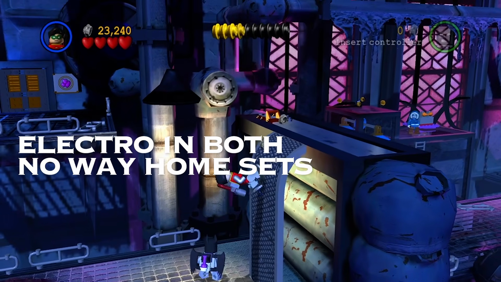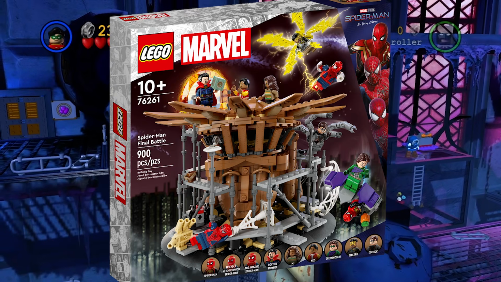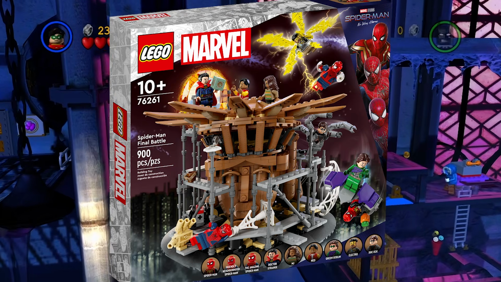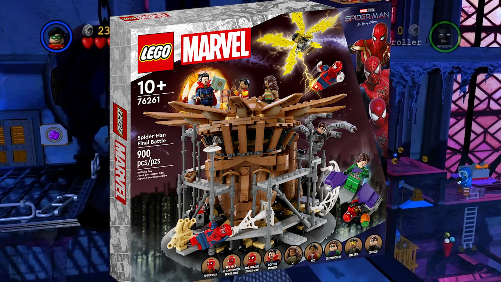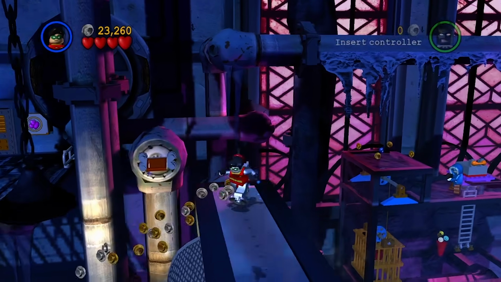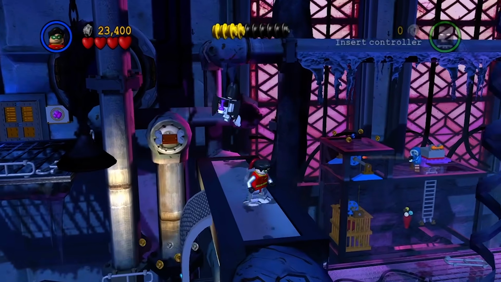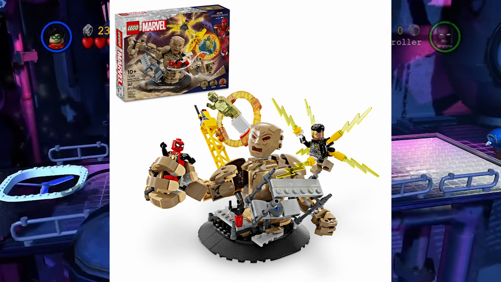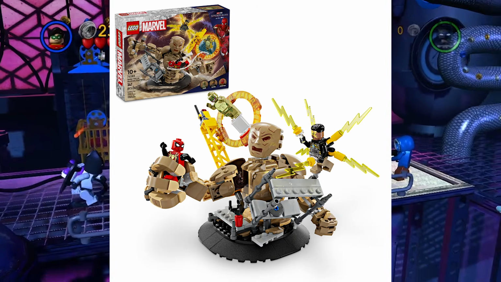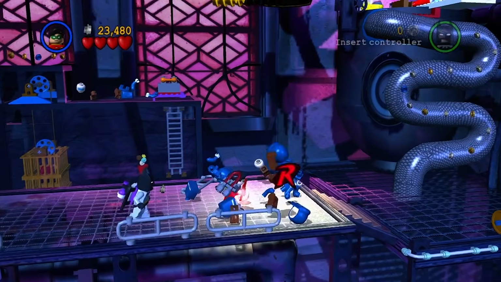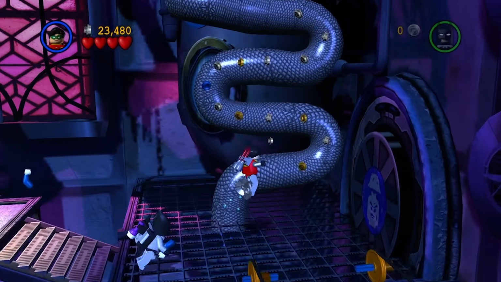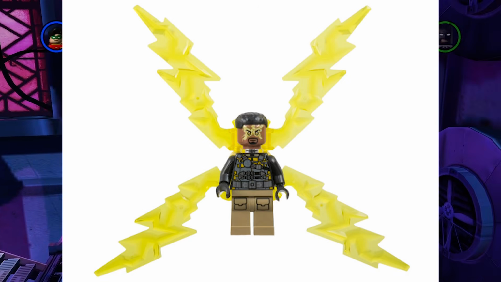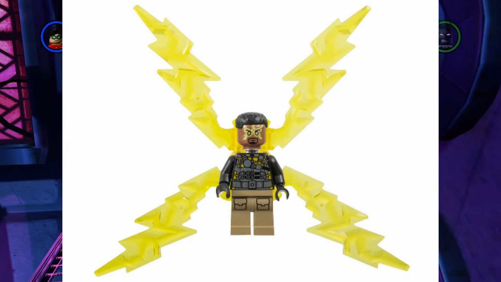Electro in both No Way Home sets. So in 2023, LEGO released this final battle set based on Spider-Man No Way Home, but it was noticeably missing both Sandman and Lizard. So the following year, LEGO would release the set Spider-Man vs. Sandman Final Battle, which had this brick-built Sandman and the Lizard both included, but for whatever reason, it included Electro, who was already in the prior set I mentioned.